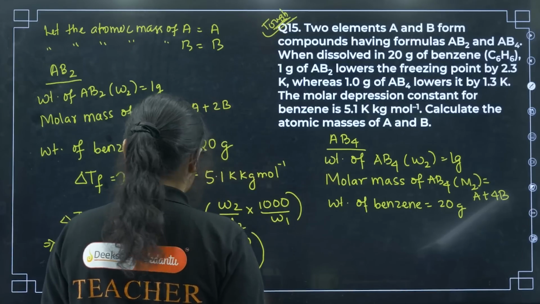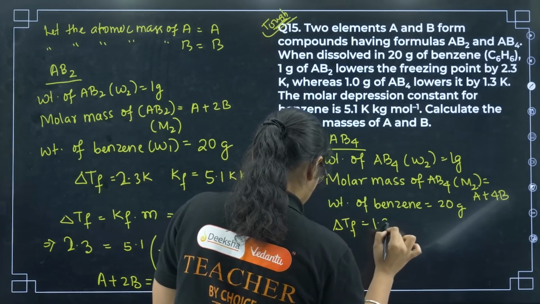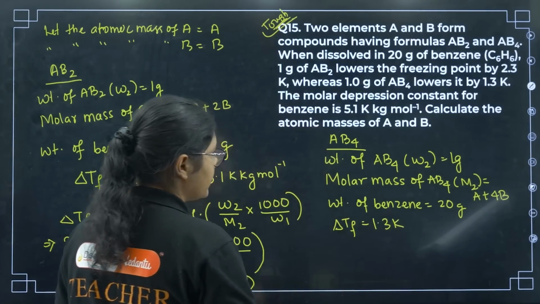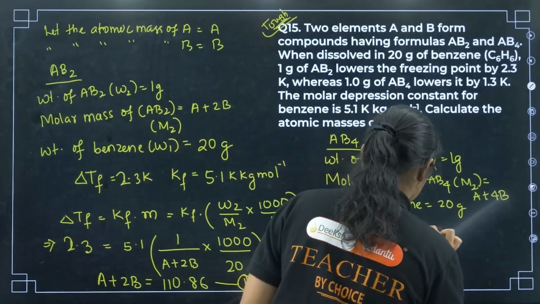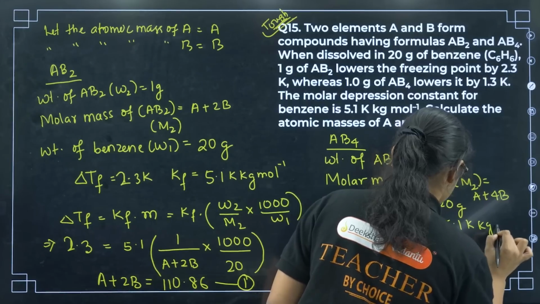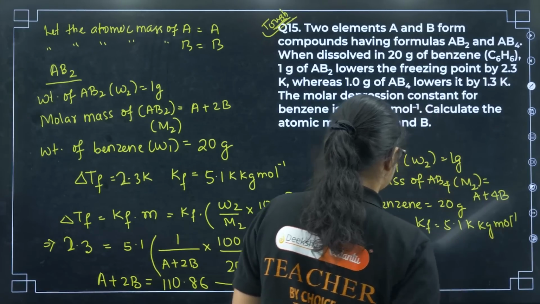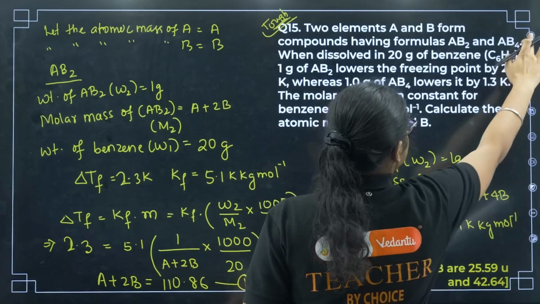Okay, next I have delta TF is equal to 1.3 Kelvin. Next, the KF value is also given to me, that is 5.1 Kelvin kilogram mole inverse. So I'll solve it in the next page. Okay, so just a minute.